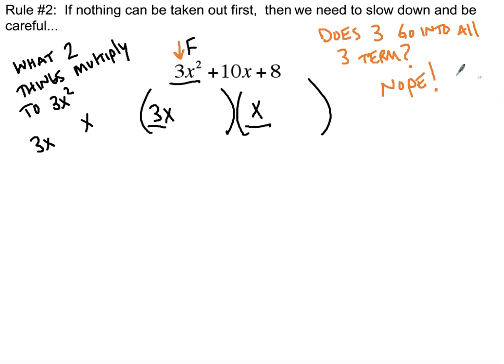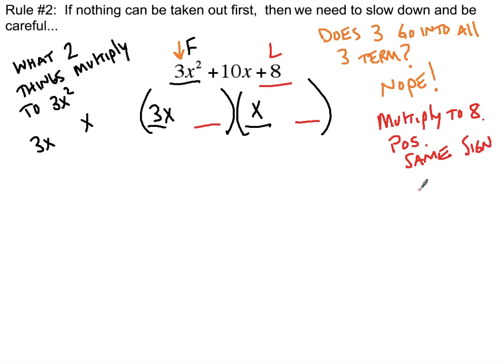Now I'm going to look at my last term. And the 2 things that go here and here have to multiply to give me 8. Okay, and it's a positive 8. So that means they're going to have the same sign. So things that multiply to positive 8 could be a 4 and a 2, a -4 and a -2, an 8 and a 1, a -8 and a -1. Those are my only options.